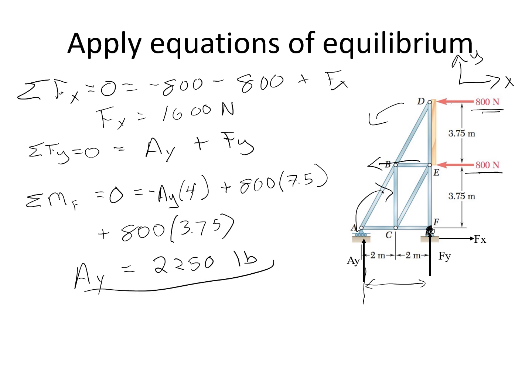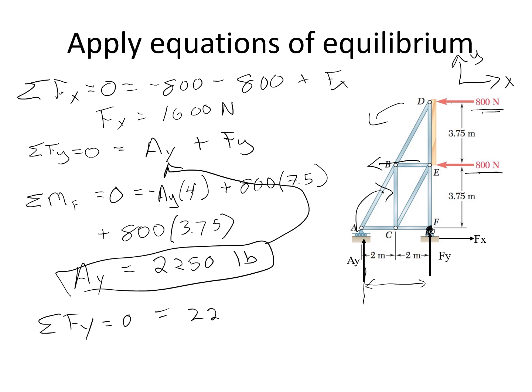We can then take this result and plug it back into this equation. So the sum of the forces in the y direction is equal to 0, and that's equal to 2250 plus Fy. And so we learn then that Fy is equal to negative 2,250. And this is newtons, sorry. This should be newtons, not pounds. And so we know that this one we drew in the wrong direction, and it should actually go down.